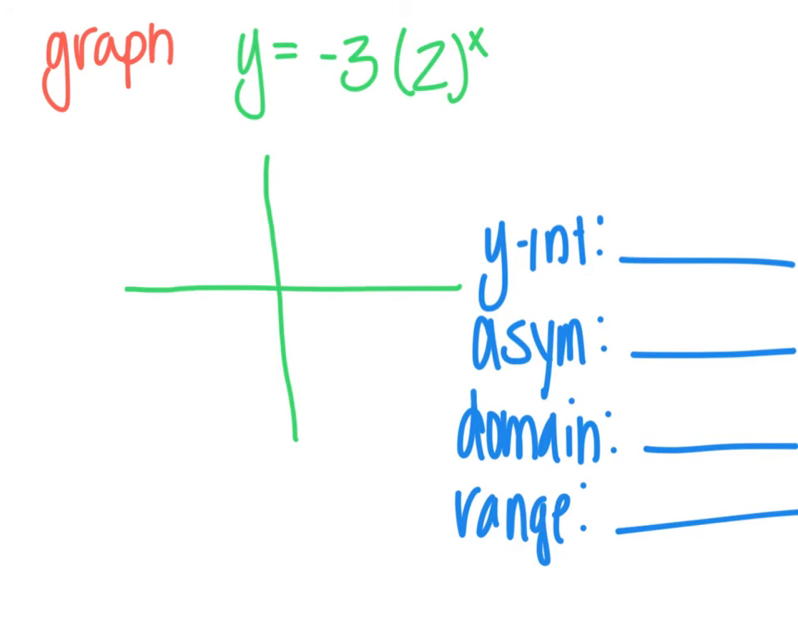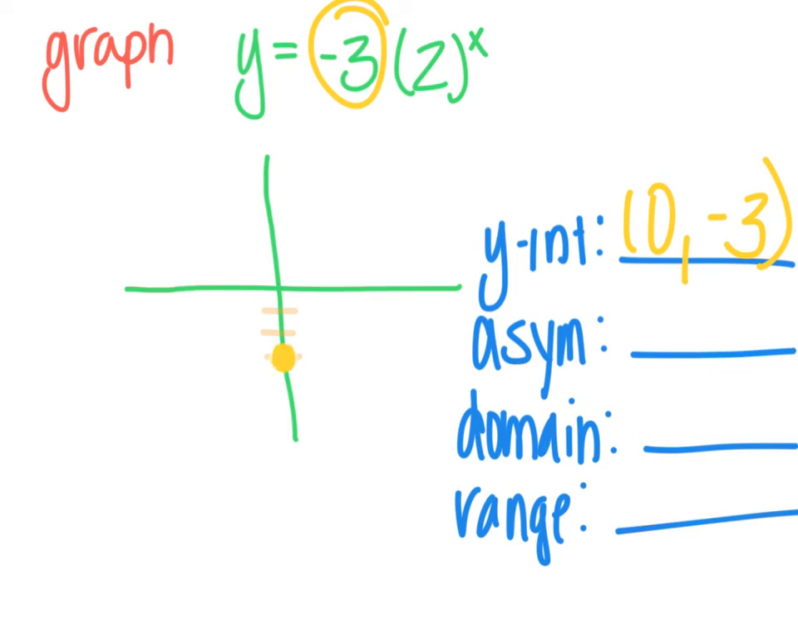And if I'm asked to graph y equals negative 3 to the 2x, well, remember your y-intercept is always going to be in the form of 0 and then whatever a is, which in this case is negative 3. So I know it's going to go through the point (0, negative 3). So I'm going to go down here to negative 3 and put a point there. That's going to be my y-intercept.